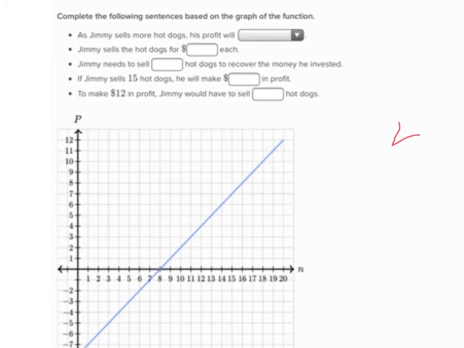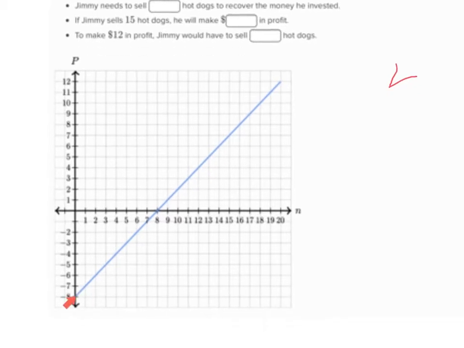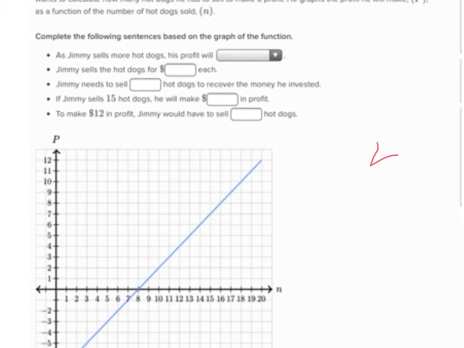Now that graph's good, but you really don't need it. You can just think. Now, Jimmy invested $8 into his business. He went and bought $8 worth of supplies. Okay? Now look at the graph. When he sold 0 hot dogs, he was $8 in the hole. That's what -8 means, right? And then when he sold 1 hot dog, he was $7 in the hole. And when he sold 2 hot dogs, he was $6 in the hole. And when he sold 3 hot dogs, he was $5 in the hole. So how much is he selling each hot dog for? $1. He's selling each hot dog for $1 each.